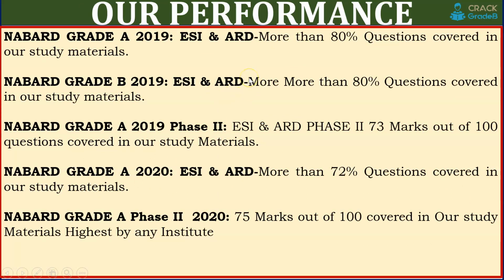And this is our performance in NABARD Grade A exams in 2019. First time we started for NABARD. More than 80% of questions in ESI and ARD in phase 1 were covered in our study material, and in phase 2 approximately 80% of questions were covered from our study material. This was for phase 1. Approximately 87% questions were covered in this also, more than 80%, 82 or 81%. In 2019, ESI and ARD approximately 73 marks out of 100 questions.